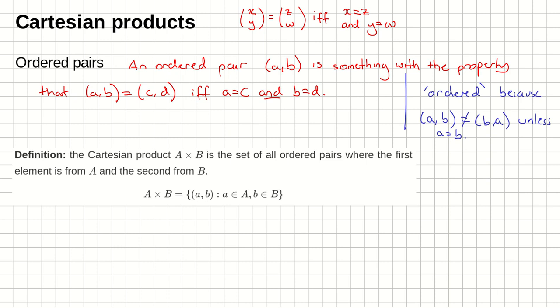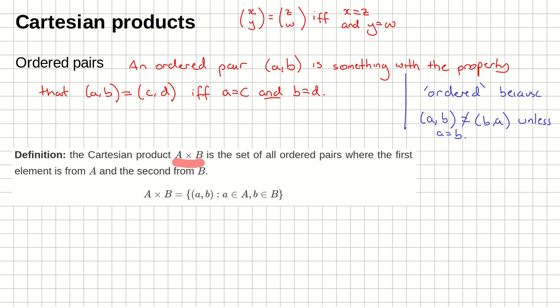Okay, so we've now decided what an ordered pair is, or at least we've decided what the defining property of an ordered pair is, and we're then able to define this thing called the Cartesian product of two sets A and B. So if you have any two sets A and B, they could be the same, they could be different, then the Cartesian product of A and B, which we generally write as A × B, like this, that is the set of all ordered pairs where the first element of the ordered pair comes from A and the second element of the ordered pair comes from B.